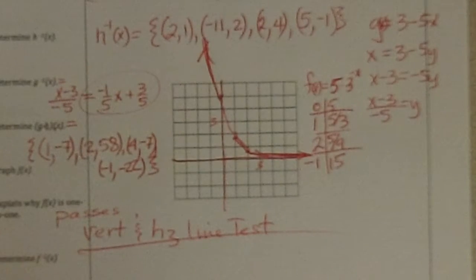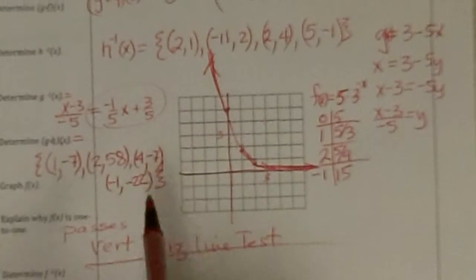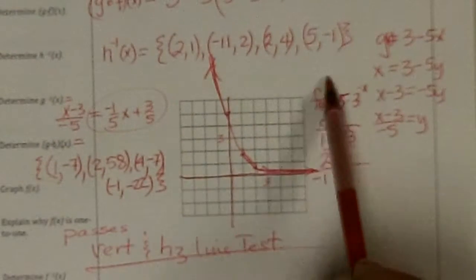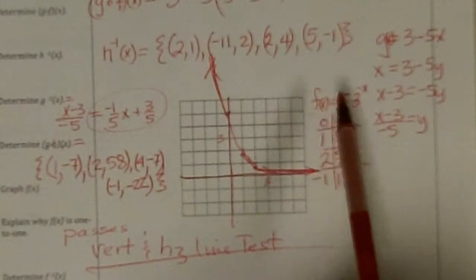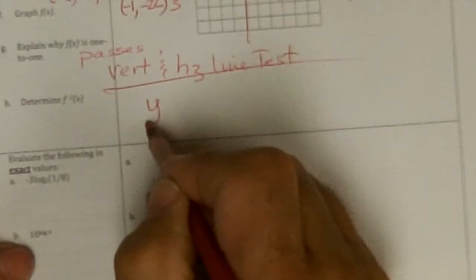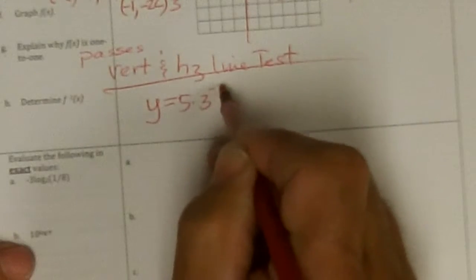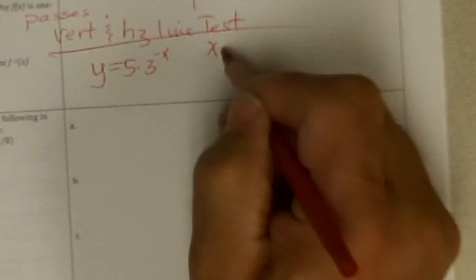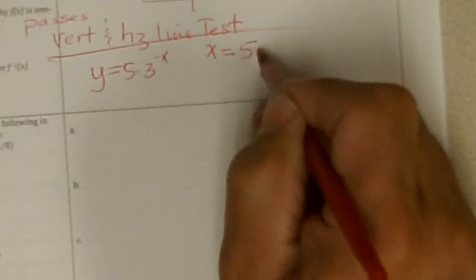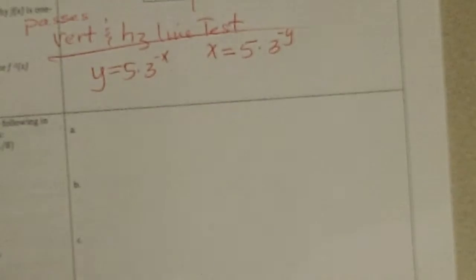Determine F inverse of X. So we take F and change the F, which is Y, to X and the X to Y. So instead of Y equals 5 times 3 to the negative X, we're going to start with X equals 5 times 3 to the negative Y. And now we've got to solve for Y.